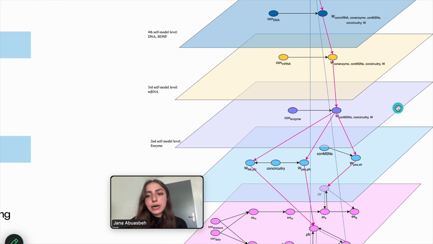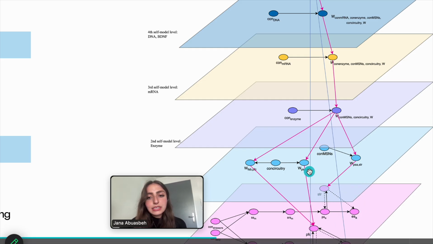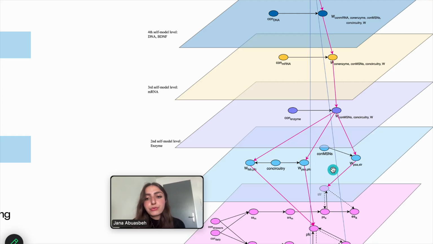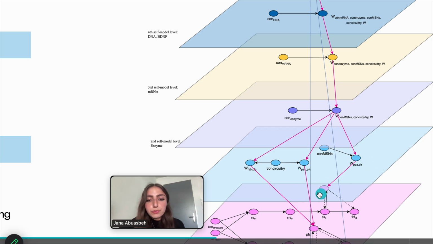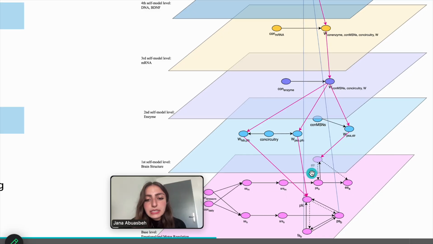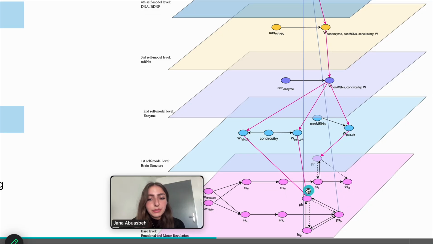So let's talk about the adaptivity in the model. Every layer above this pink layer is an adaptive one. Adaptivity is introduced through the use of W states, and these W states are self-model states, which represent connection weights. So, for example, this W, PSB, PFC represents the connection between PSB and PFC. And this allows us to model changes in this connection.